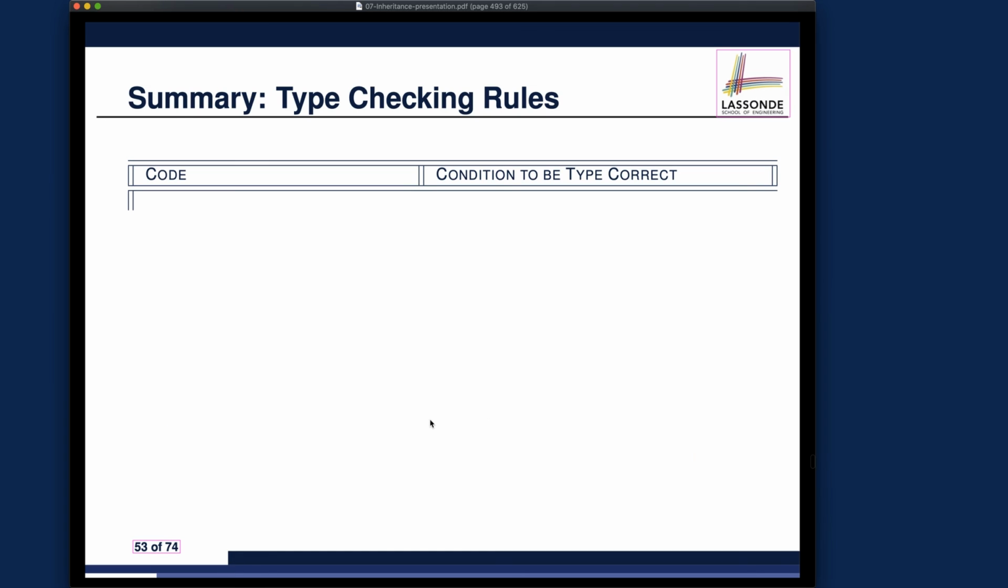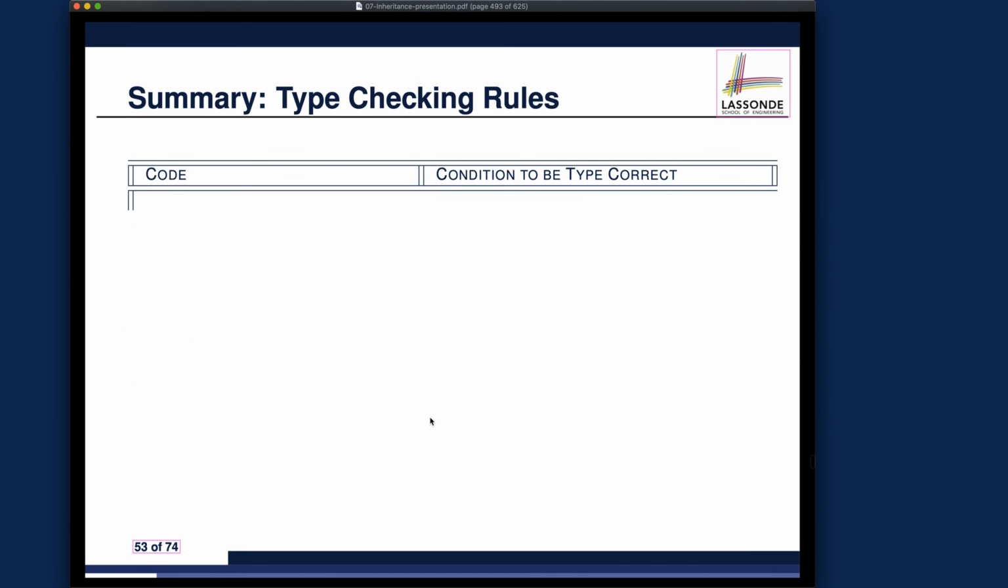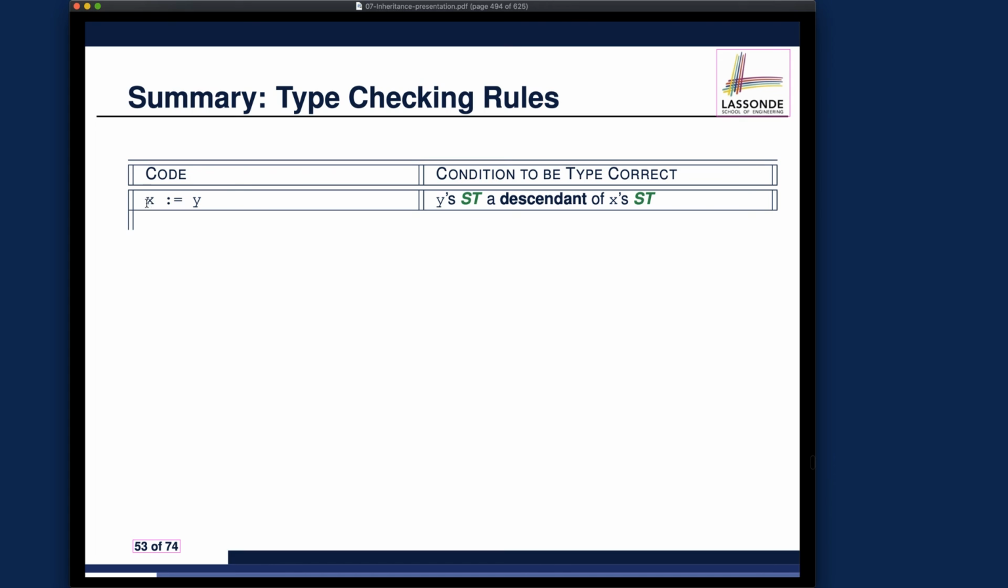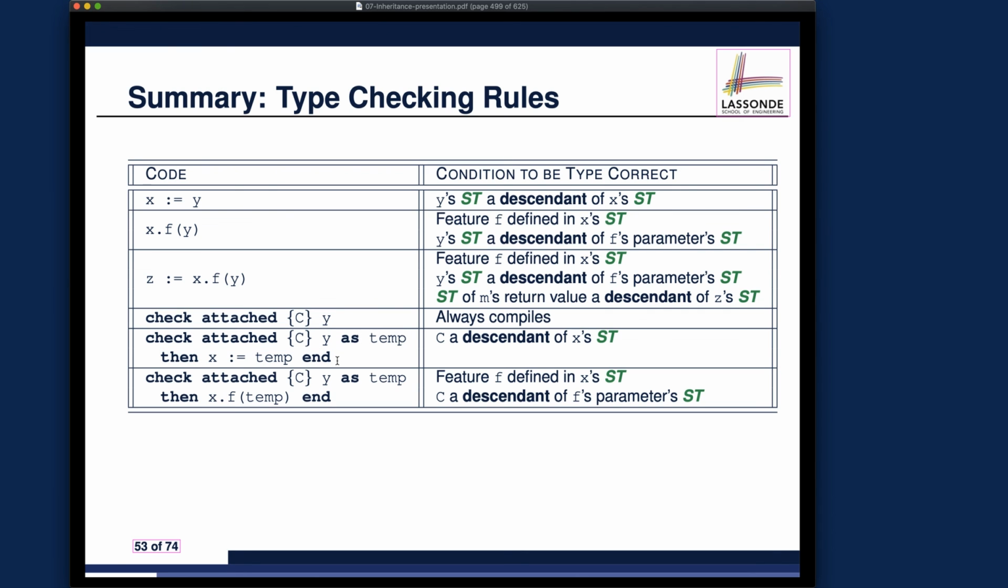Okay, so finally, this is a summary of all the type checking rules that you can look into. I've got a table over here. For example, whenever you have a variable assignment, what does it mean that this line of code should compile? That means the static type for y should be a descendant class of the static type of x. So this summarizes exactly what we said before. You can see others as well: in the case of a feature call, in the case of assigning a return value to something else, and also when you're trying to do a cast. This really summarizes everything you need.